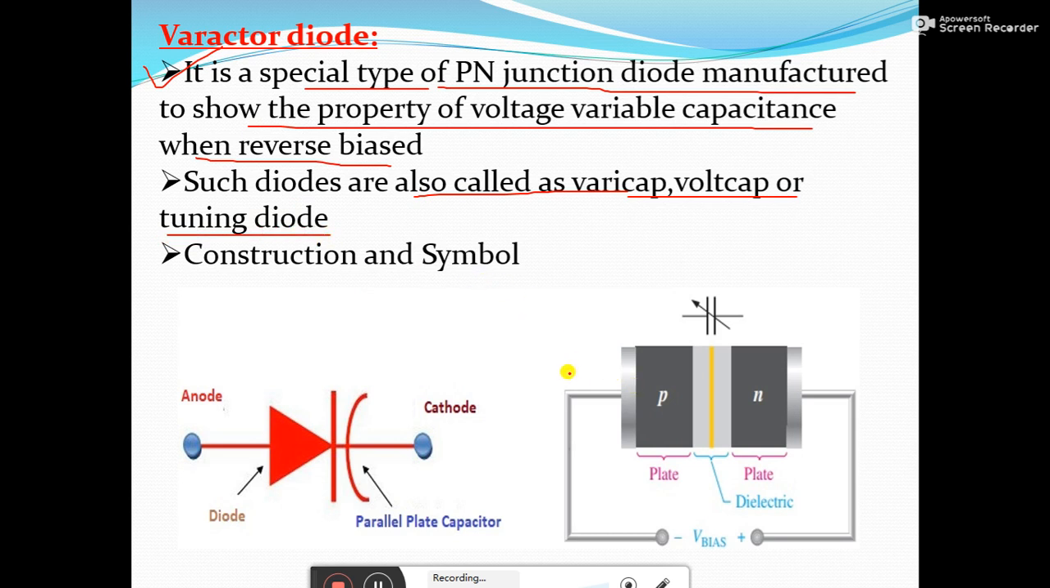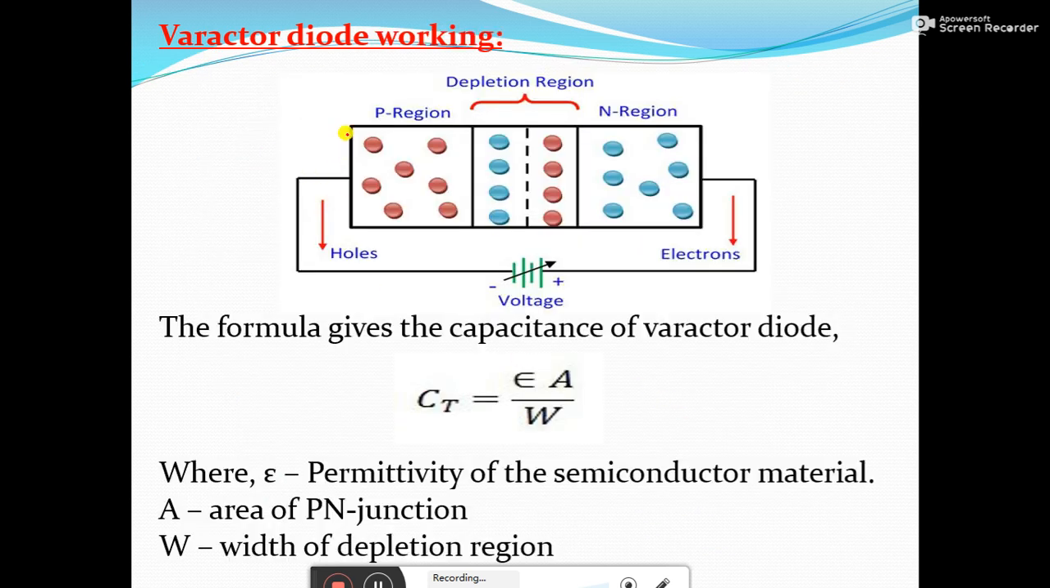You can see the construction here. This is like a normal junction diode only, but it will show a special property whenever it is reverse biased. And here you can see there is a diode. After the diode there is a symbol made like a capacitor, which indicates that it is a variable capacitance.